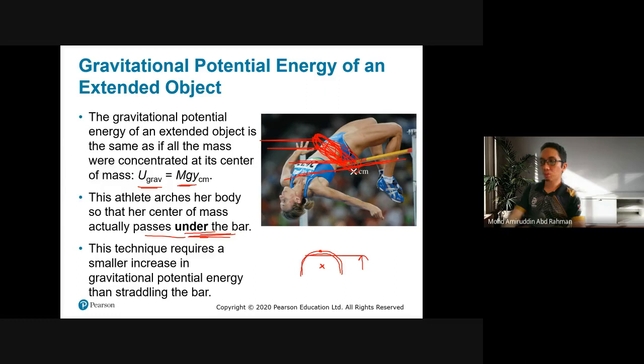So that's why it is important for the jumper to jump as high as possible, so that they can push the center of mass to be higher than the bar. If the center of mass is higher than that bar, of course this jumper can pass the bar easily.